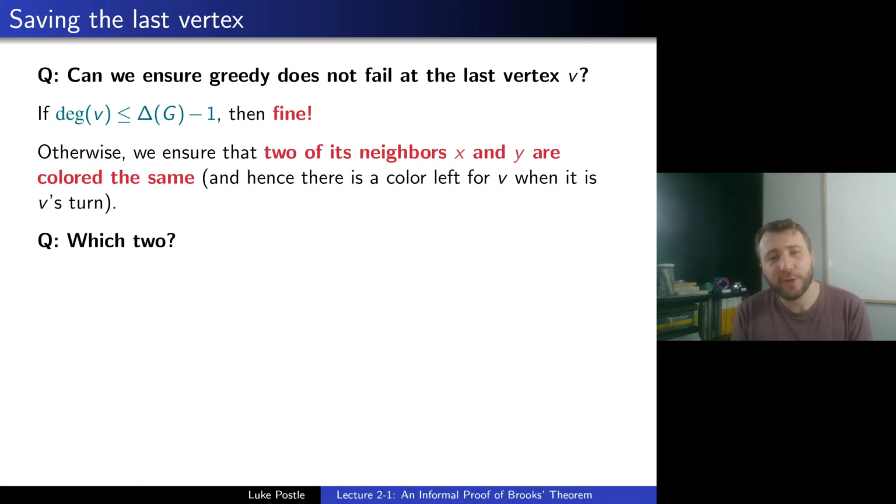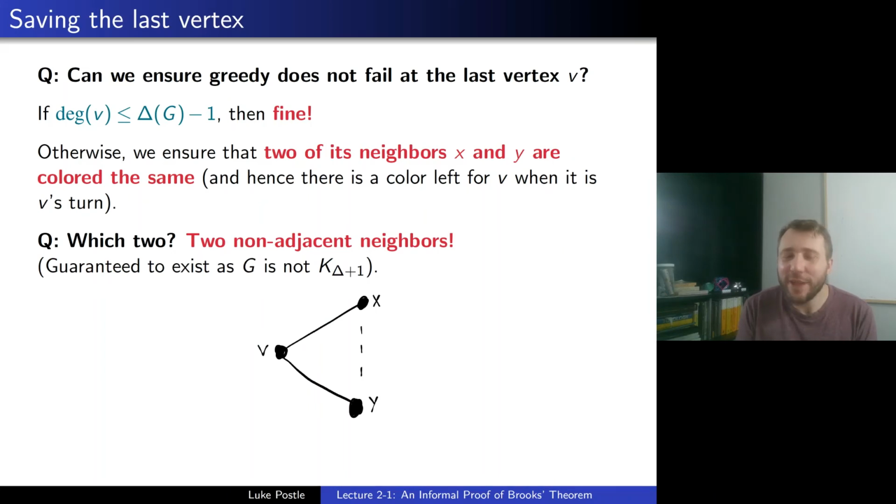But here's the question, which two? Which two neighbors x and y should you pick? Well, think for a moment. Again, you have to be non-adjacent to get the same color. And how do you know that those exist? Well, they're guaranteed to exist because G is not K delta plus 1. So you have delta neighbors here, and you know at least two of them are not adjacent. Otherwise, you'd have a K delta plus 1, and that's an exceptional graph. So because we're not exceptional, because we're not the clique, we can get two non-adjacent neighbors, x and y.